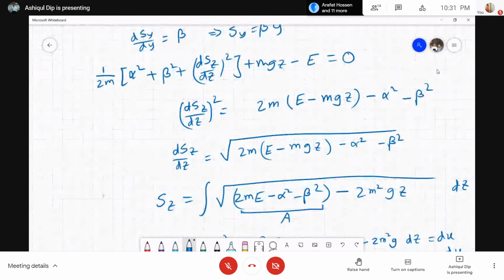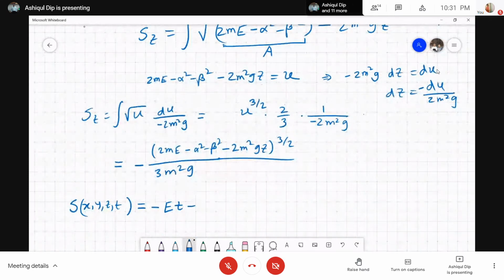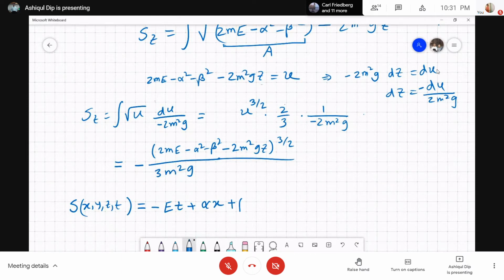Then Sx you need to write, so alpha x, and Sy equal to beta y. Then Sz, so S equals negative, the big term, 1/3 m square g multiplied by 2mE minus alpha square minus beta square minus 2 m square g z, whole to the power 3/2.